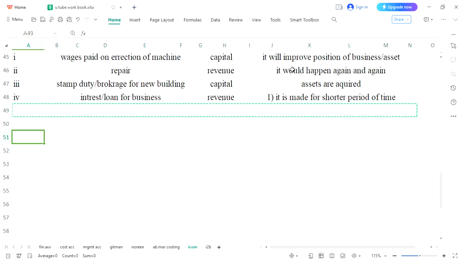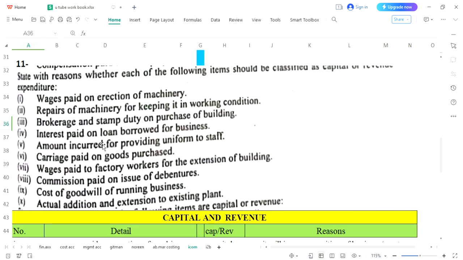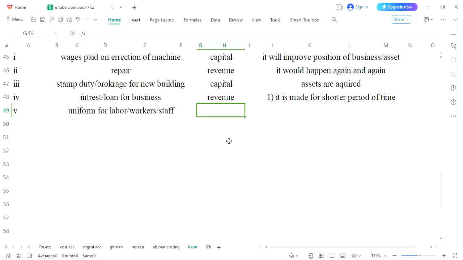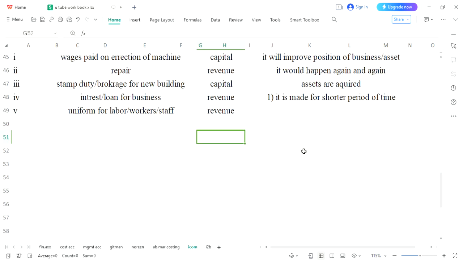Before going to the next entry, let me settle down this place as well. Okay, we have settled this place as well. Now the fifth entry we are going to do is amount incurred on providing uniform. Underline this word uniform. We have already discussed that staff uniform is a usual practice and you will be doing it again and again. Uniform for labor workers, or even for staff. This uniform will be changeable within a shorter period of time. That is why you will call it revenue. And the reason most suitable, we will take it. It does not have a physical existence. It would happen again and again. Yes, all right, we can take it. You will have to make uniforms again.